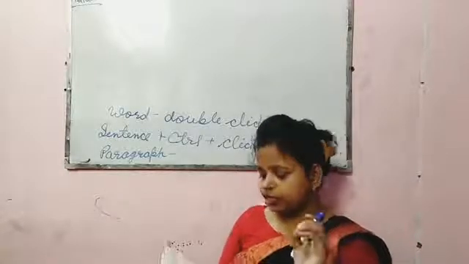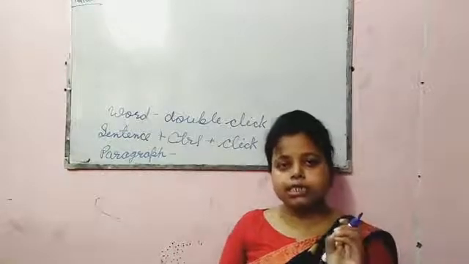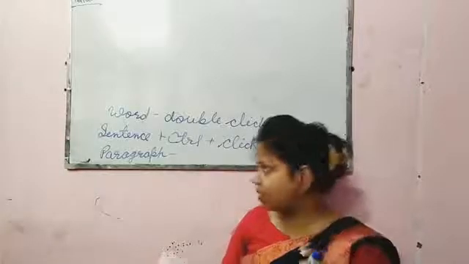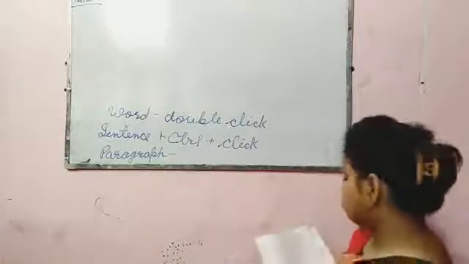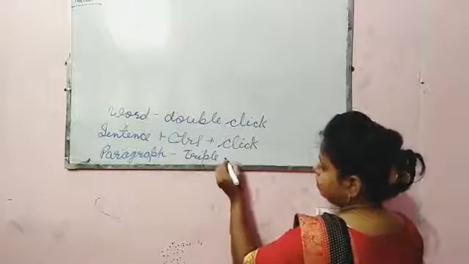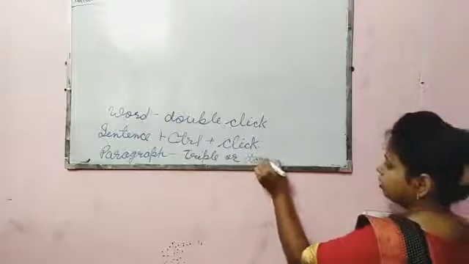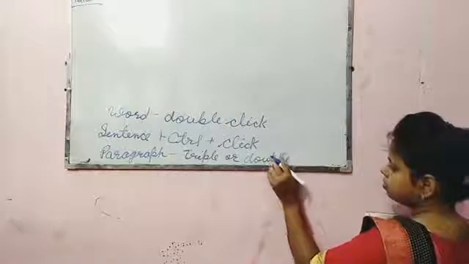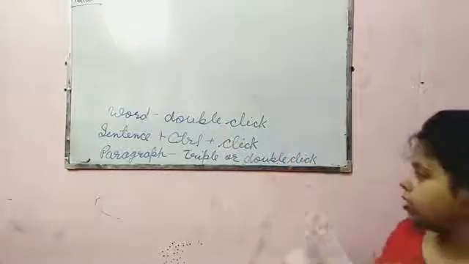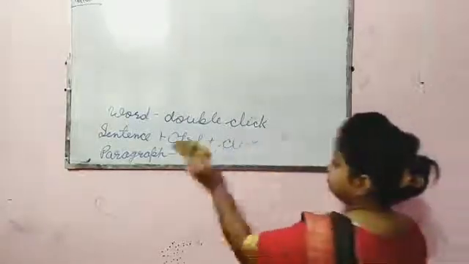For selecting a sentence, hold the Ctrl key of your keyboard and then click anywhere on that sentence. For selecting a paragraph, what will you do? You have to triple click, or double click on the left margin.